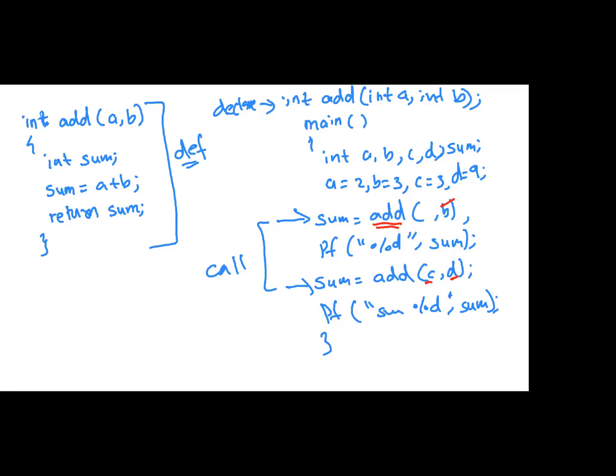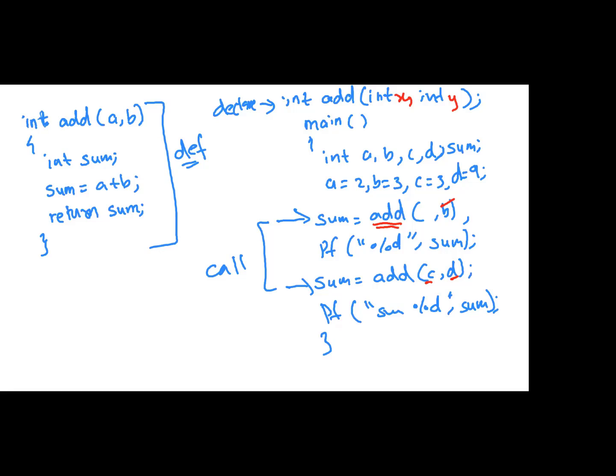Is it clear? It is not necessary to use the same names, so this again depends. It can be anything. I can say int x comma int y, still fine. So here we can define any name, doesn't matter. But the format has to be the same. So int add(int x, int y).